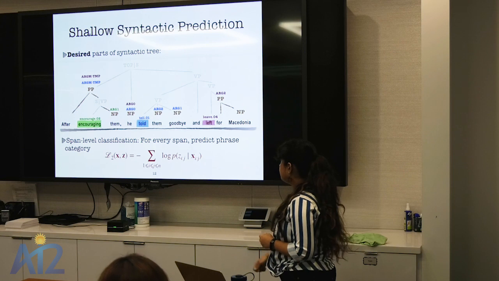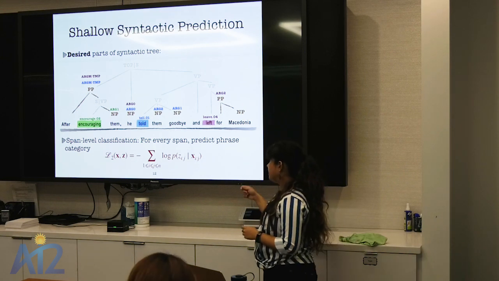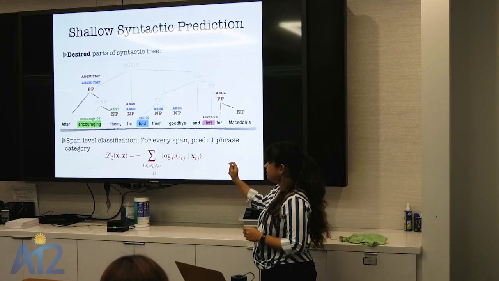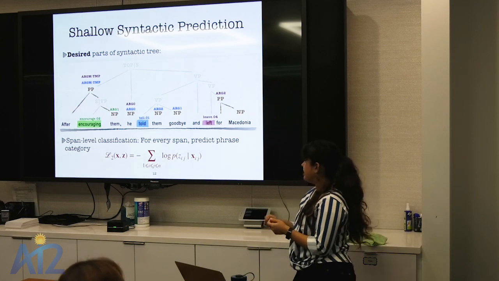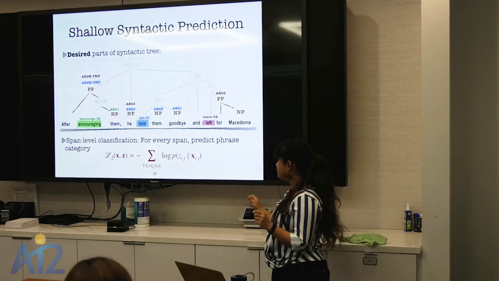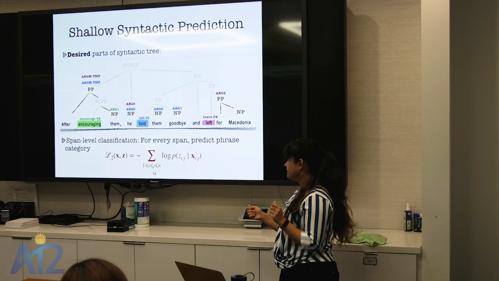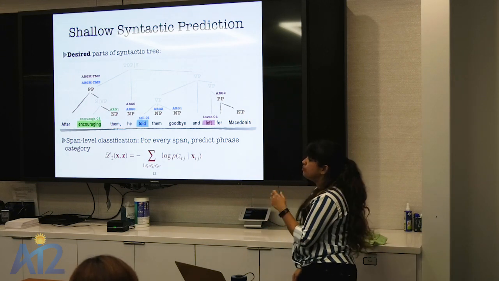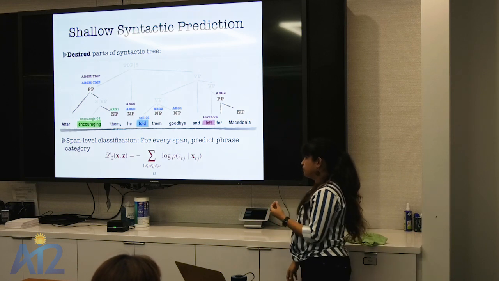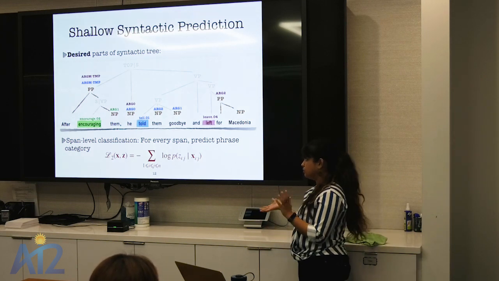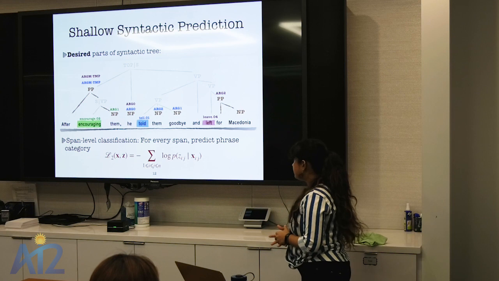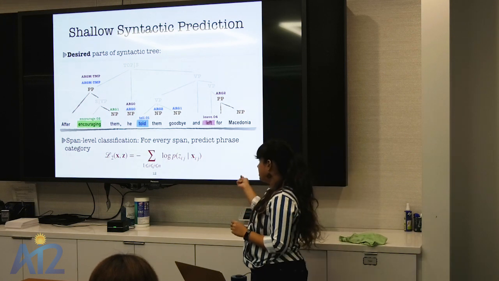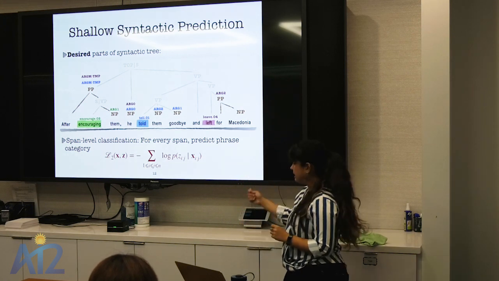All right, so to be a little more concrete, this objective looks at the sentence X and Z, which is a set of all the spans in the sentence which correspond to a particular phrase type. Note here that most spans in the sentence will correspond to the null phrase because most spans won't be phrases in the sentence. So we are predicting for each span its phrase type.